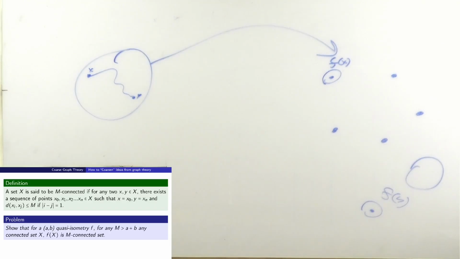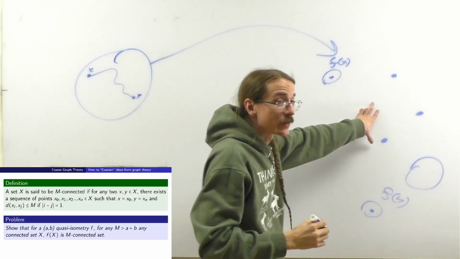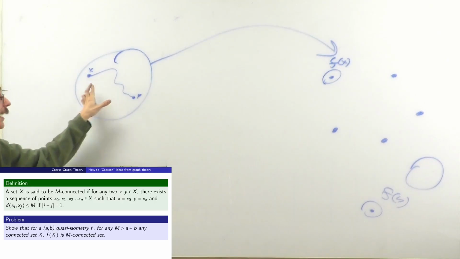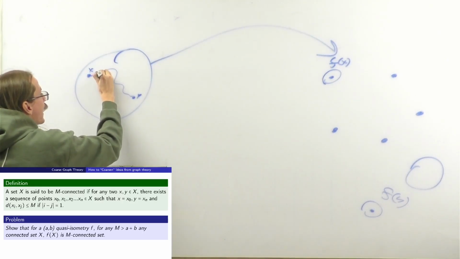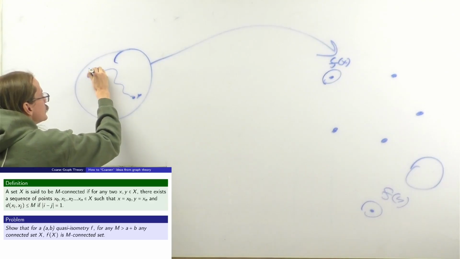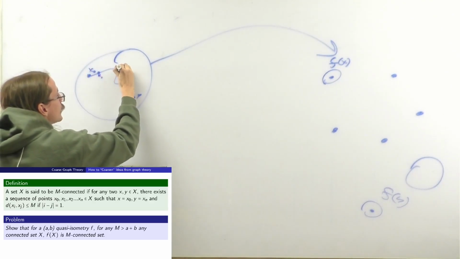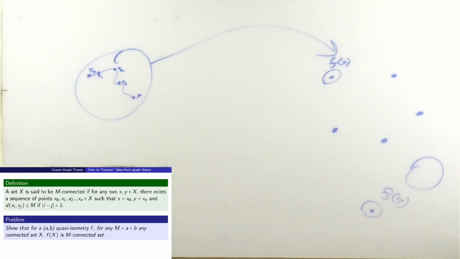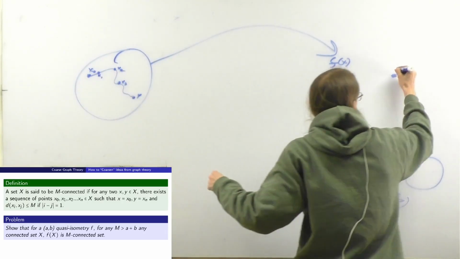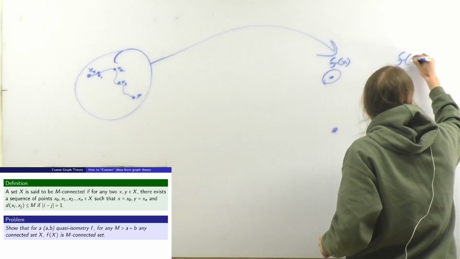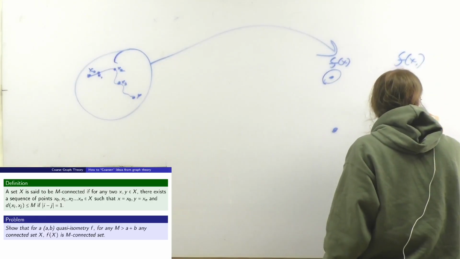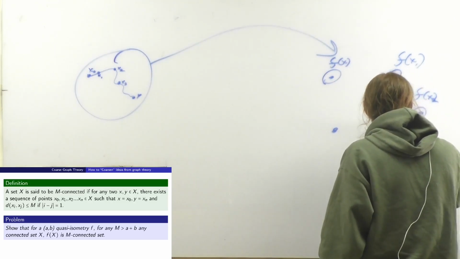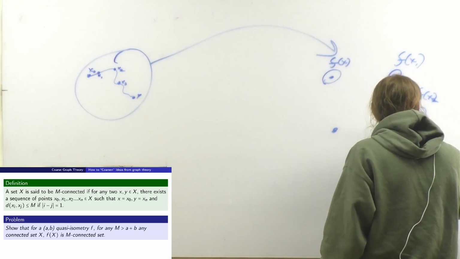A pretty good candidate for my path with bounded hops is going to be this path. In fact, this path has x0, x1, x2, x3. It's got these points right along it, and each of those points has an image. This is going to be f of x1. This is going to be f of x2. This is going to be f of x3.